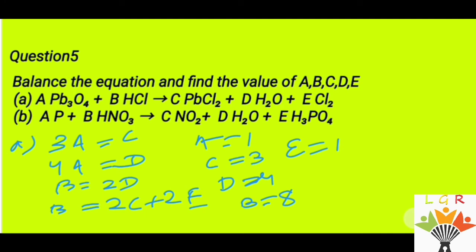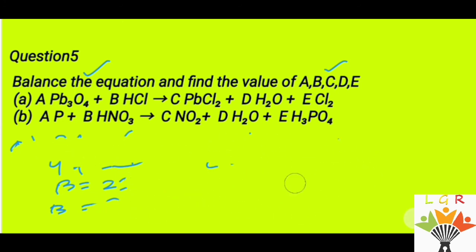So after solving it, you may write the balanced equation. Okay, so what is the balanced equation, children? You need to balance the equation, write the balanced equation, and also write the values of A, B, C, D, E. I have already written the values of A, B, C, D. Now let me write the balanced equation by using the stoichiometric coefficient values I have already got here.